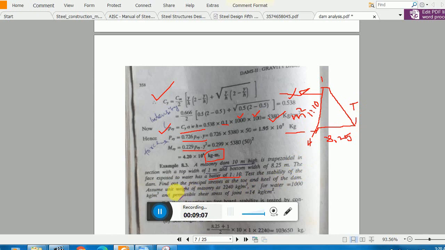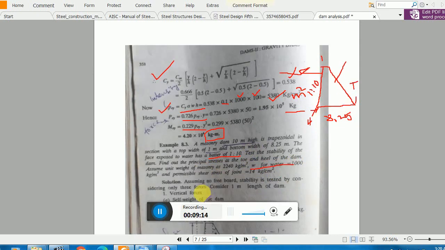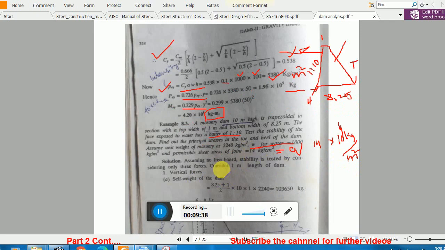Assume unit weight of the masonry dam is 2240 kg per cubic meter. Weight of water, that is the density of water, 1000. And permissible shear stress, that is q. Remember, this is q. That is 14 kg per square centimeter. So you need to convert this into square meter. For that purpose, you have to multiply by 10 to the power 4. That is kg per square meter. Okay. Assuming no free board, and you just do the calculation for 1 meter length.